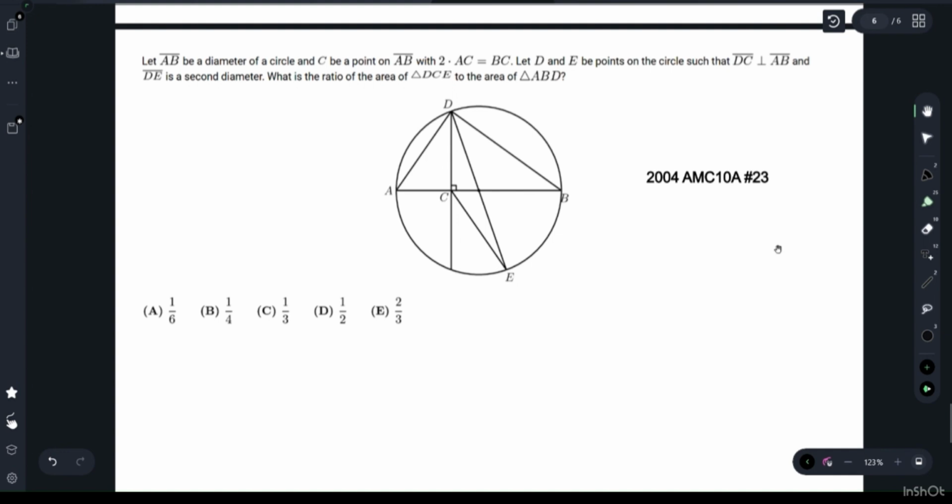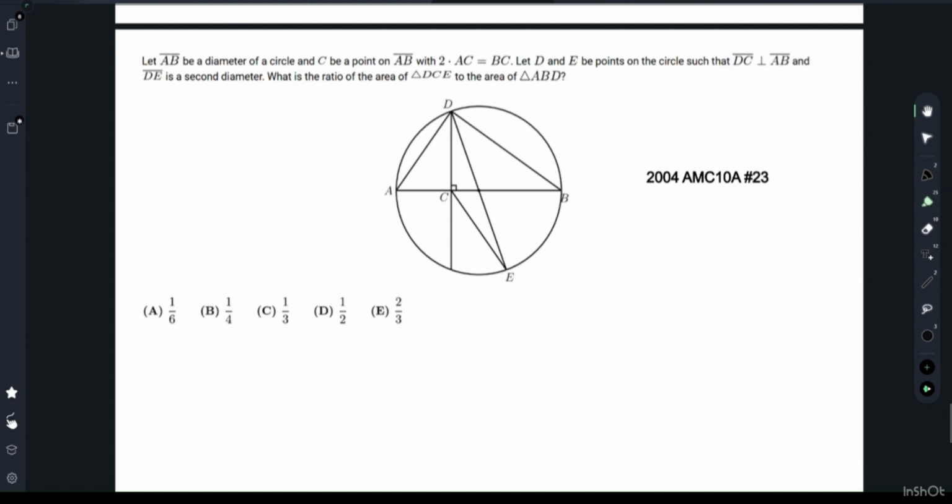Let D and E be points on the circle such that DC is perpendicular to AB and DE is a second diameter. What is the ratio of the area of DCE to the area of ABD?